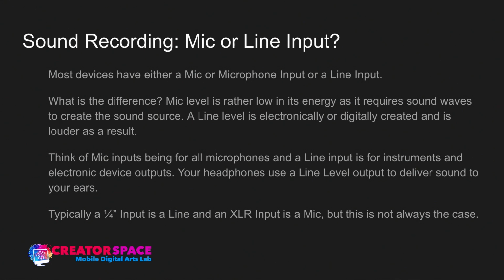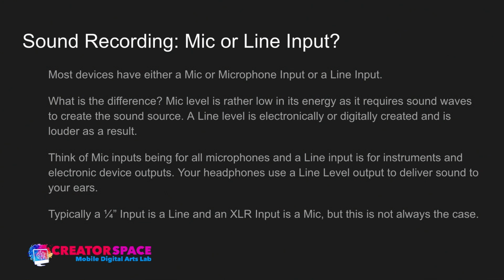So mics being microphones, line input can be instruments, electronic devices, like an iPod comes out as a line level because it's a headphone line level. And so it already has a preamplification, whereas the mic is really low, and that's going to be a big difference. Typically, here's a nice rule of thumb. If it's a 1/4 inch input, it's usually a line, and an XLR input is usually a mic. But that's not always the case.